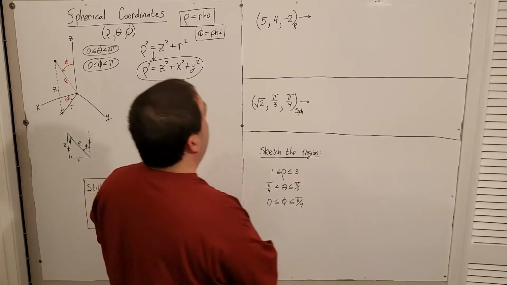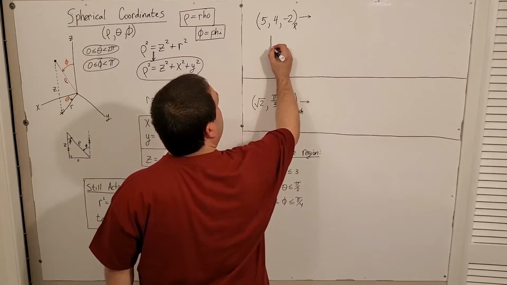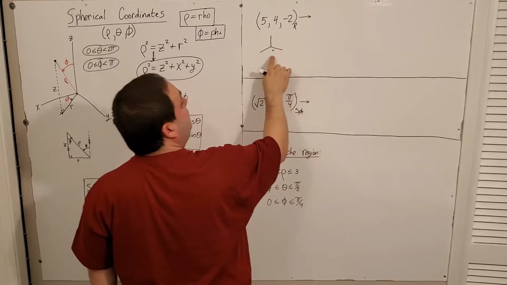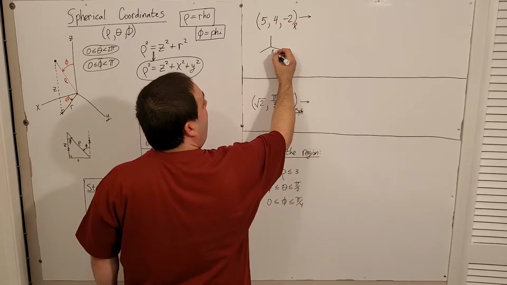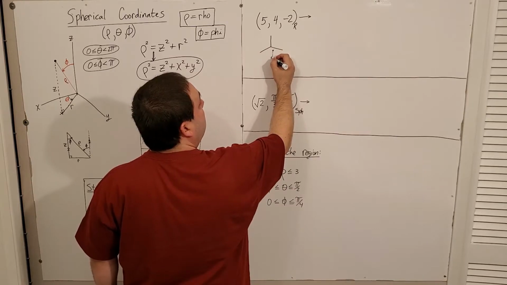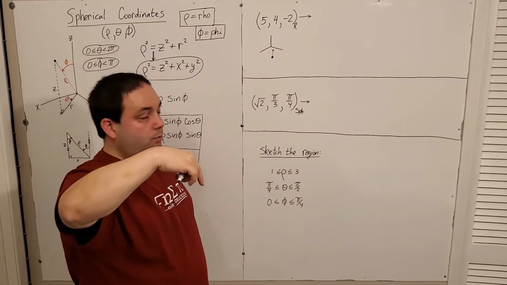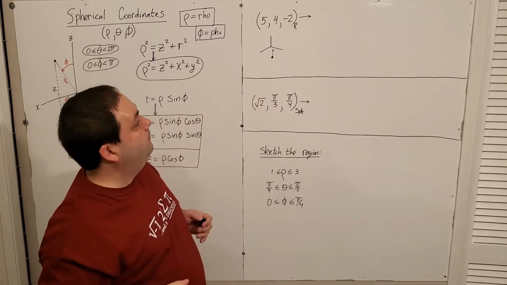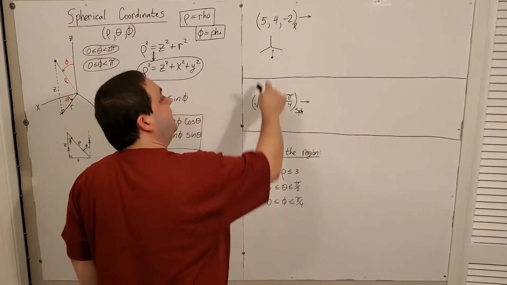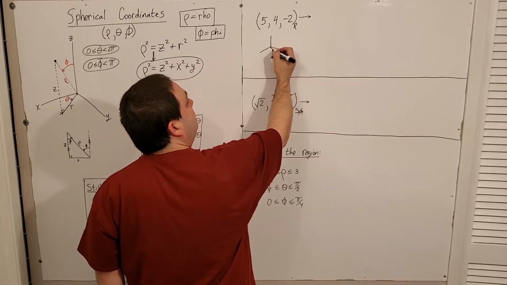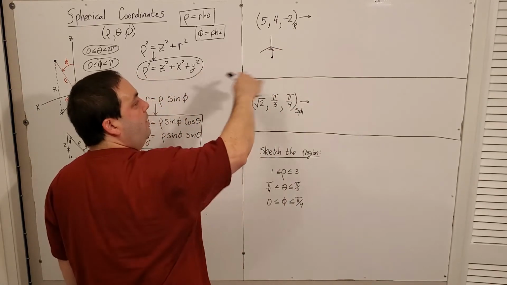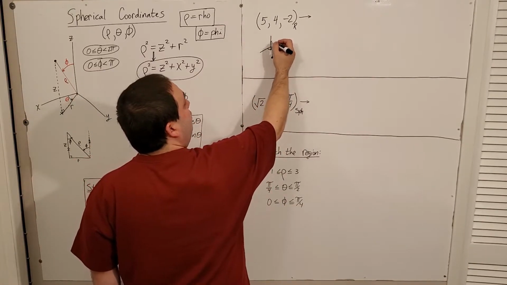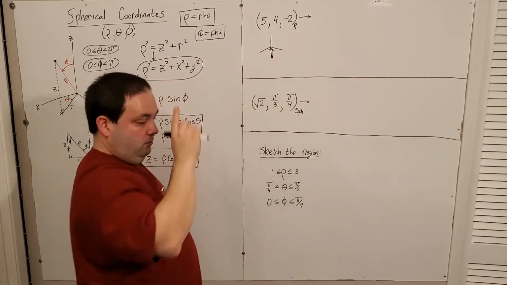Remember, in rectangular, what that means is that I've got 5 and 4 in the xy plane, somewhere in the plane. And then I'll have to go down in the z, negative 2. So it'll be in the xy plane and then below it. To get to that location, I'm going to want to find my theta, my rotation out to it.